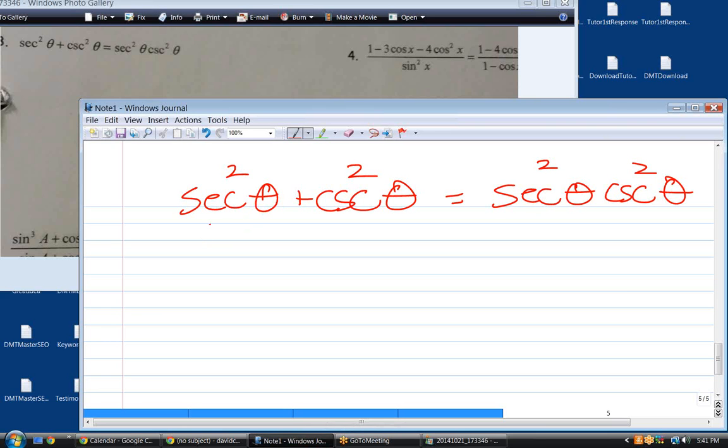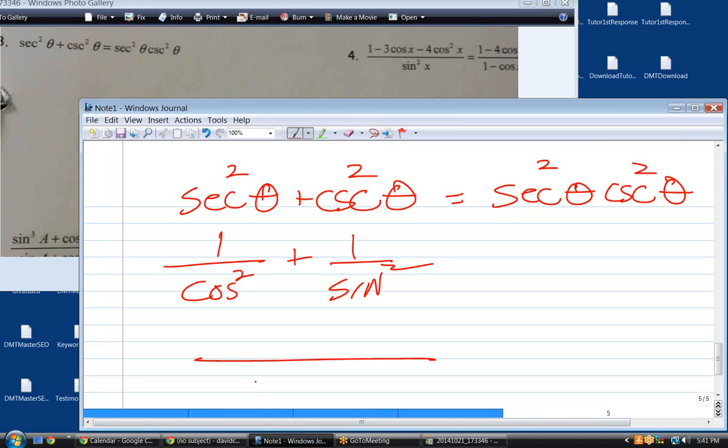What do I have? 1 over cosine squared plus 1 over sine squared. Add those two together. Cosine, yeah, the denominator would be cosine squared, sine squared, and then the numerator would be just 1 plus 1. 2. No, you're close. The numerator would be sine squared plus cosine squared. Correct?